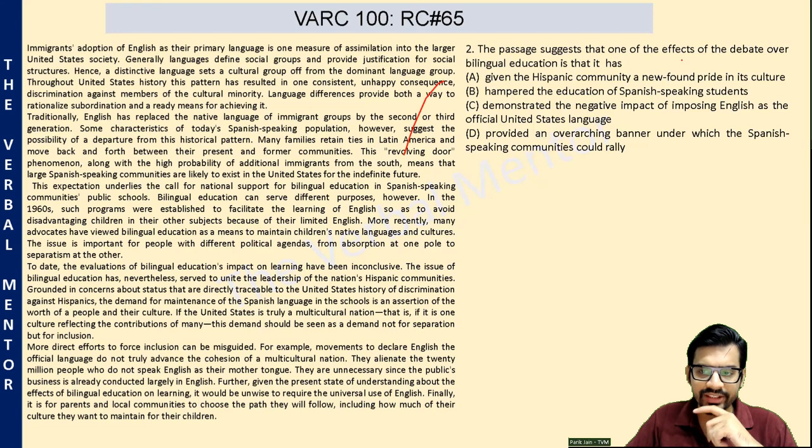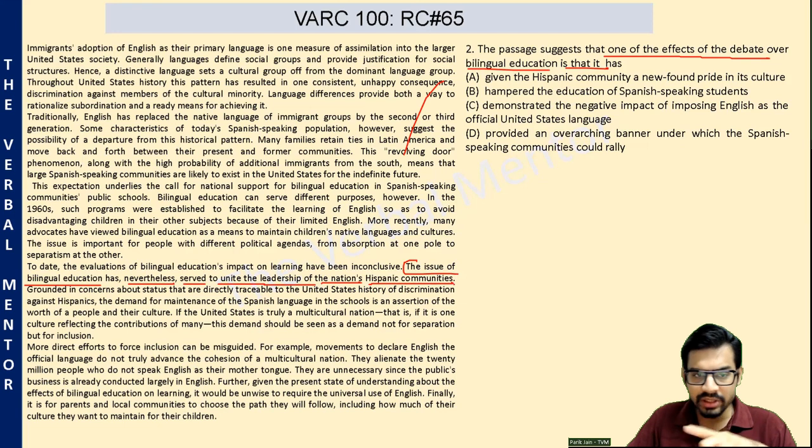The passage suggests that one of the effects of the debate over bilingual education is that it has done something. What is it? Let us see. This is our question root: the issue of bilingual language has nevertheless served to unite the leadership of the nation's Hispanic communities. So all the leaders of all the Hispanic communities in the United States have come together. They have been united because of this issue of bilingual education. So one of the effects of the debate over bilingual education is that it has united various Hispanic communities.